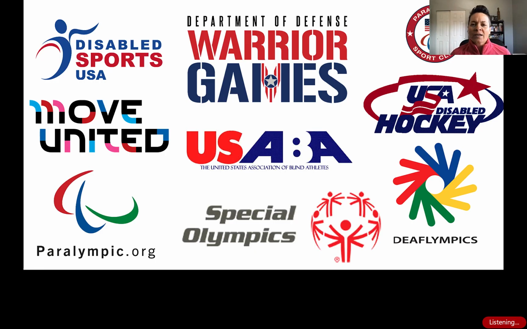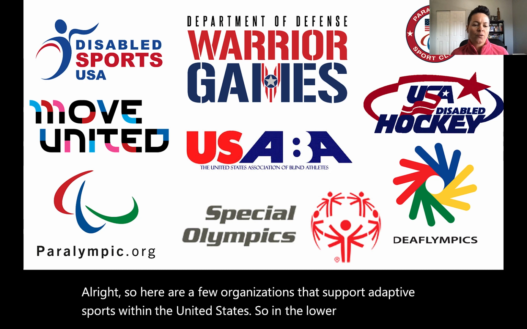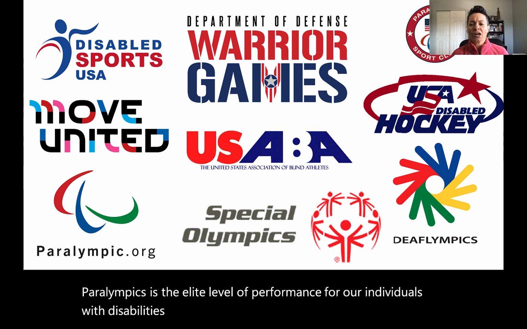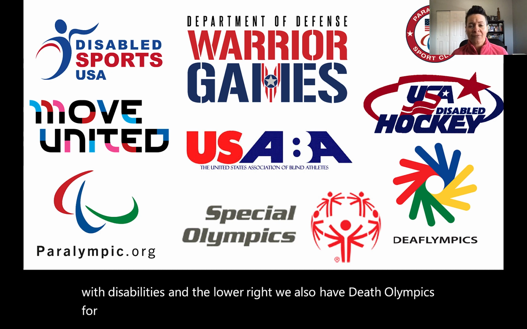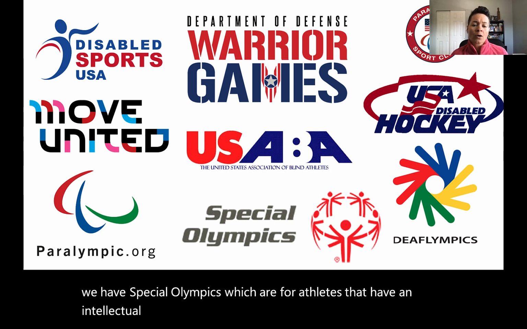All right, so here are a few organizations that support adaptive sports within the United States. So in the lower left, we know the Paralympics is the elite level of performance for our individuals with disabilities. In the lower right, we also have Deaf Olympics for individuals that are deaf or hard of hearing. In the center, we have Special Olympics, which are for athletes that have an intellectual disability or autism.